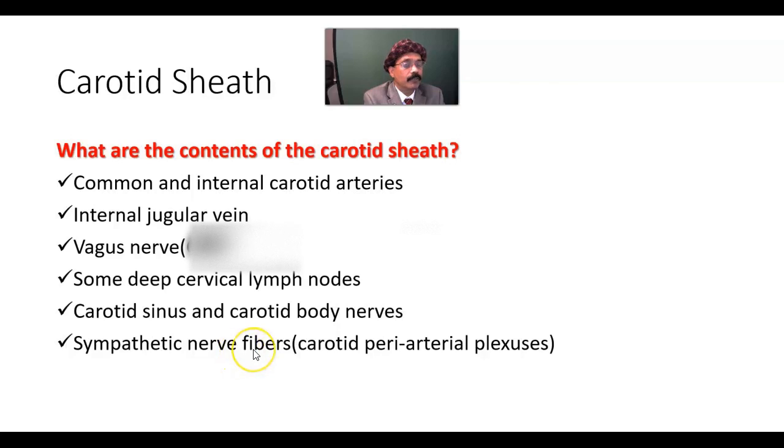The sympathetic nerve fibers are postganglionic fibers from the superior cervical sympathetic ganglion, the middle cervical sympathetic ganglion, and the inferior cervical sympathetic ganglion. They go inside the carotid sheath and pass over the carotid arteries to the head and neck structures and provide sympathetic innervation. These are the carotid periarterial plexuses.